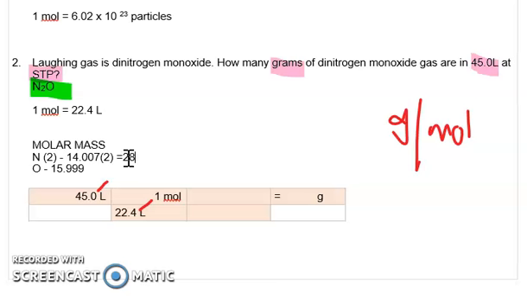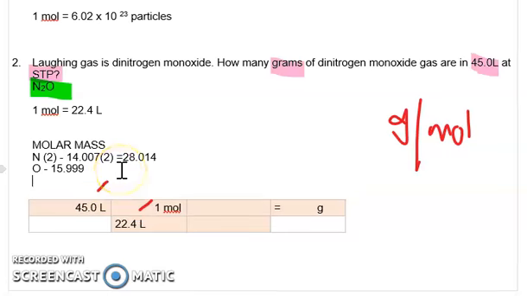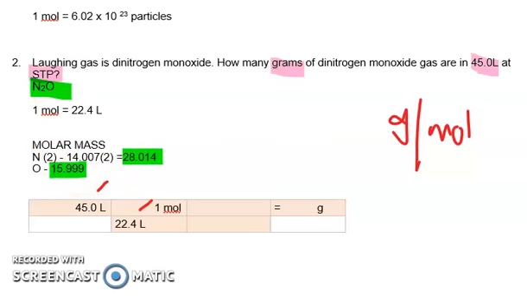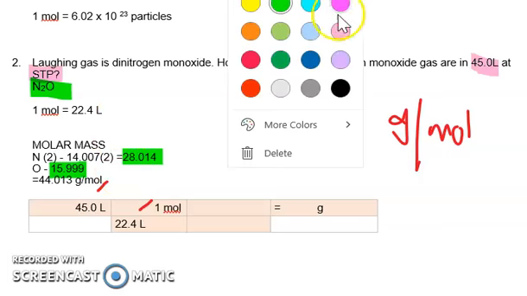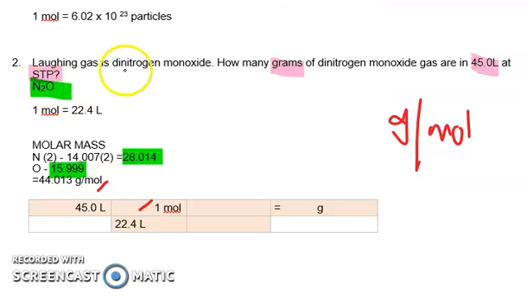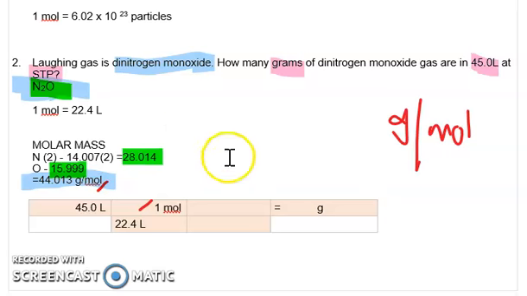14.007 times 2 is 28.014. So now I'm ready to find the total molar mass of that compound because I can just add these 2 numbers. So 28.014 plus 15.999 is equal to 44.013 grams per mole. So I know that the molar mass of dinitrogen monoxide is 44.013 grams per mole. So now I can continue with the problem.